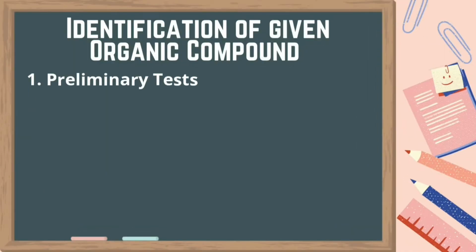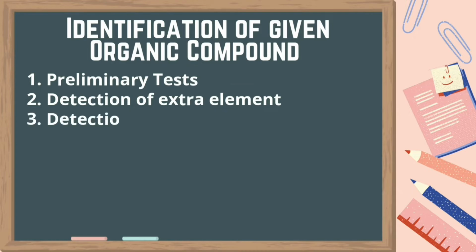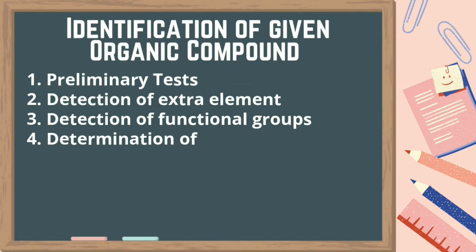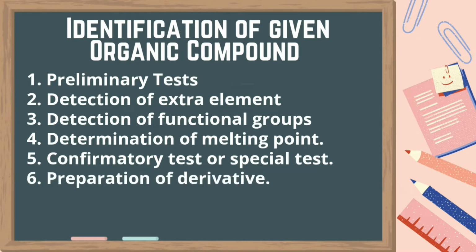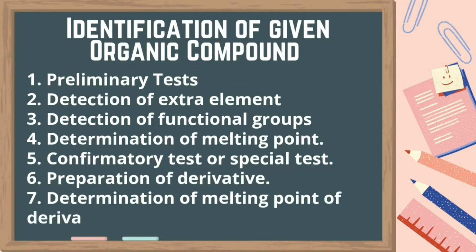Identification of given organic compound: preliminary test, detection of extra elements, detection of functional groups, determination of melting point, confirmatory test or special test, preparation of derivative, determination of melting point of derivative.